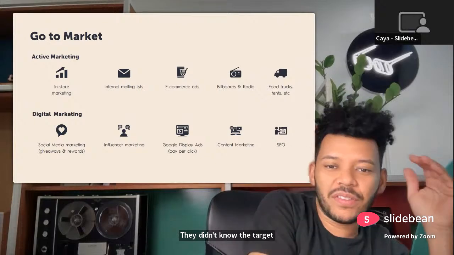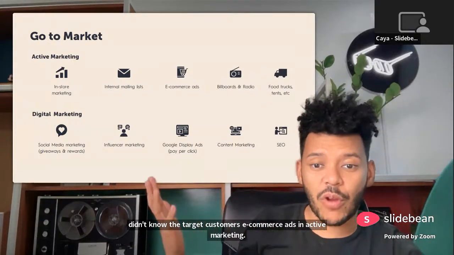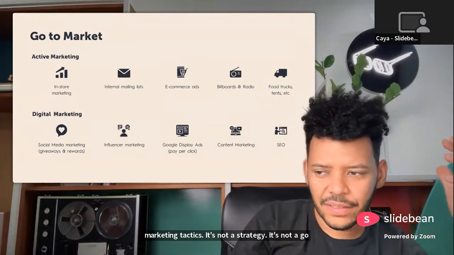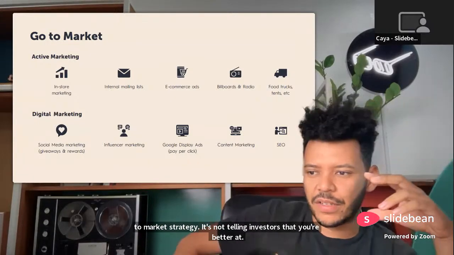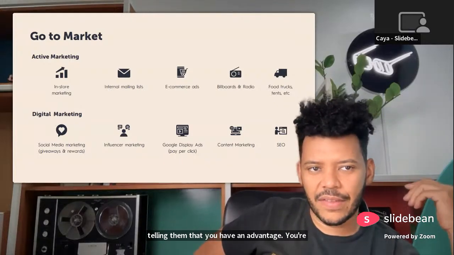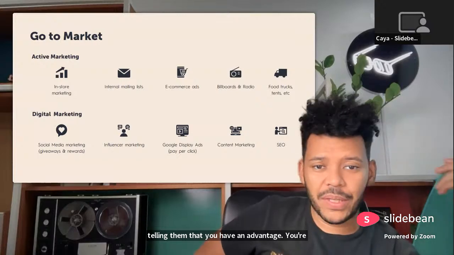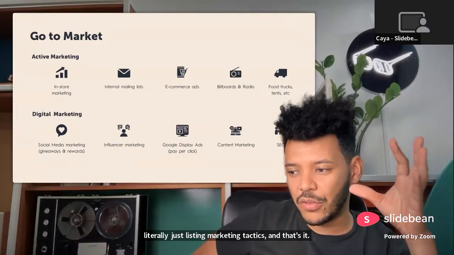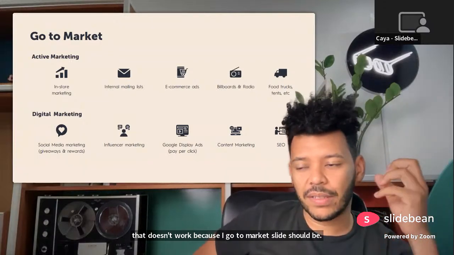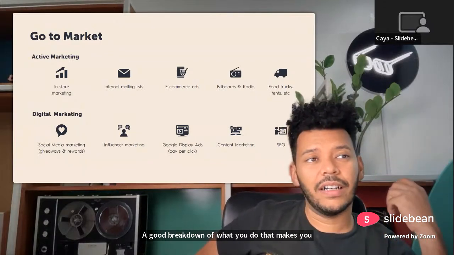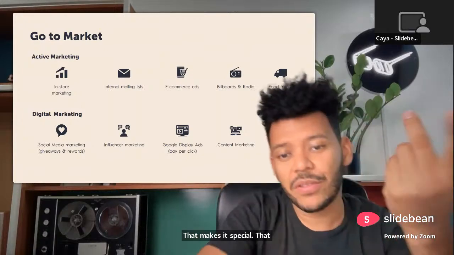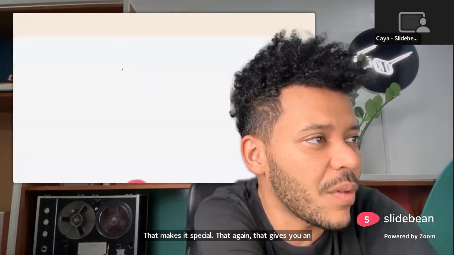Yeah. So the problem is this is just a list of marketing tactics. It's not a strategy. It's not a go-to-market strategy. It's not telling investors that you're better at go-to-market than any of your competitors. It's not telling them that you have an advantage. You're literally just listing marketing tactics, and that's it. And that doesn't work because an ideal go-to-market slide should be a good breakdown of what you do that makes you different, that makes you special, that gives you an edge against all of your competitors, and that's what this slide should be. So you guys are right on the money with that.